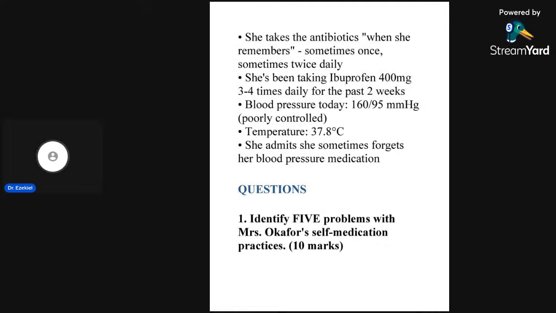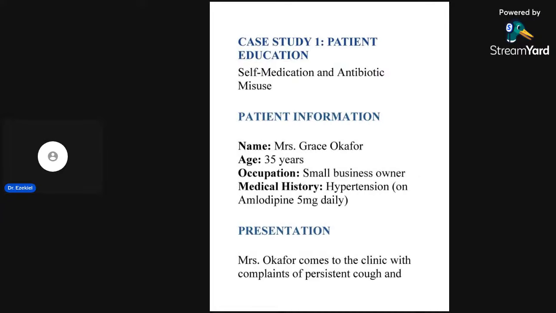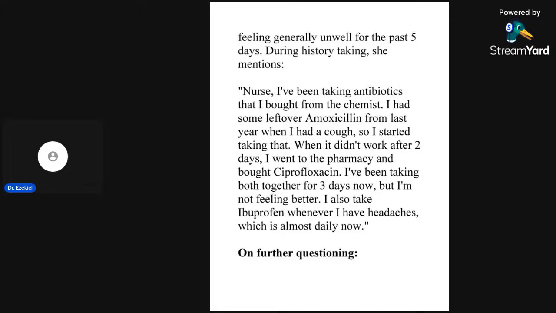So I'm waiting. Who can identify one problem? One, resistance to antibiotics, Rhoda. Resistance? I don't really know. Did she have an infection? Occupation, small business owner, hypertension, on amlodipine. Okay, she comes to the clinic with complaints of persistent cough and feeling generally unwell for the past 5 days. So where did you see infection there?